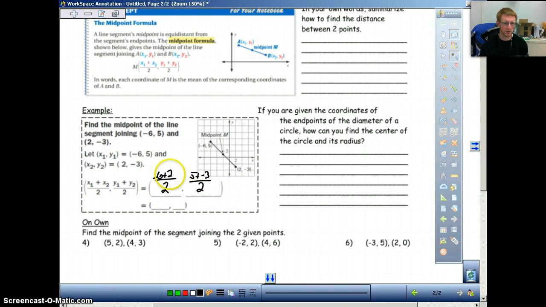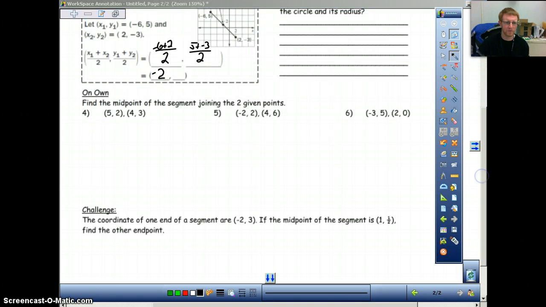So negative 6 plus 2 is negative 4. Negative 4 divided by 2 is negative 2. Second one, we have 5 plus negative 3 is negative 2. Negative 2 divided by 2 is negative 1. So our midpoint is negative 2, comma negative 1. Okay, once again, do these on your own. Hit play when you're ready.